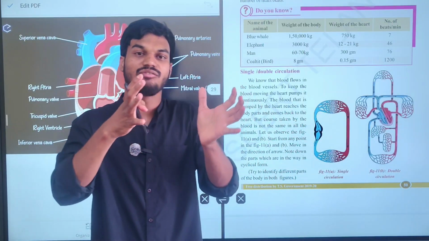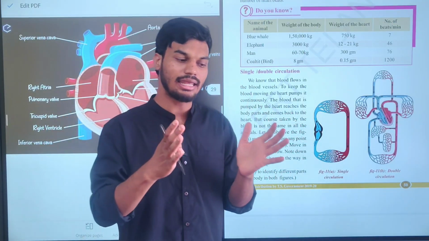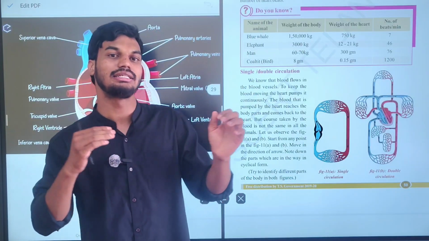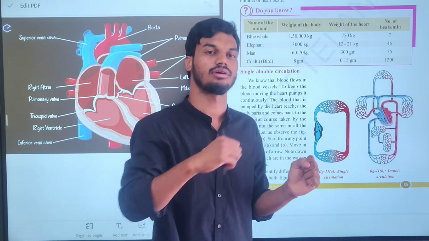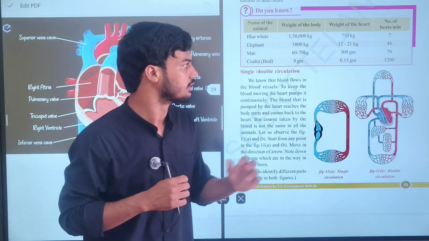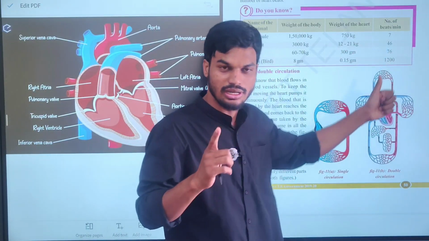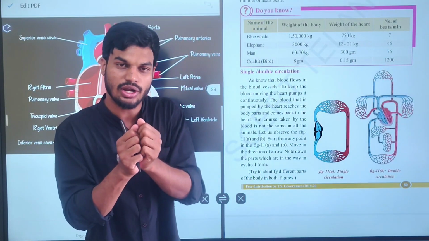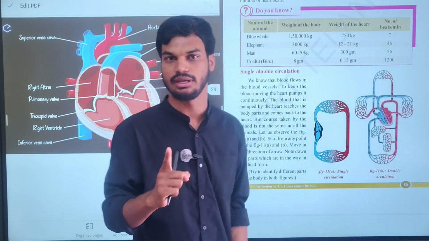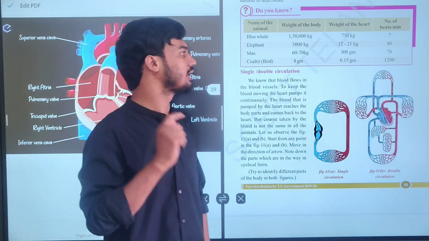Through the arteries and veins of the blue whale, a man can easily crawl inside of the heart. From the inside of the heart, the man can easily crawl, go inside and come out of the arteries and veins. That much big is the size of the blue whale heart. And per minute, the contraction and relaxation will take place only 7 times. Okay, per minute it will take only 7 times.